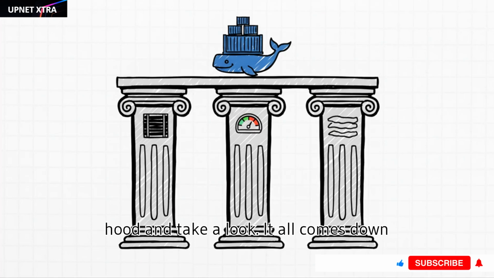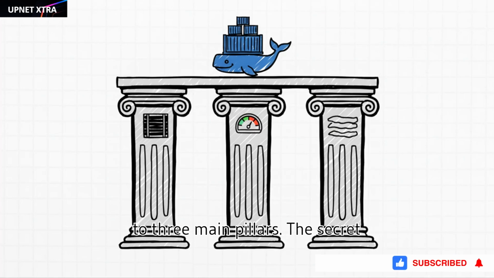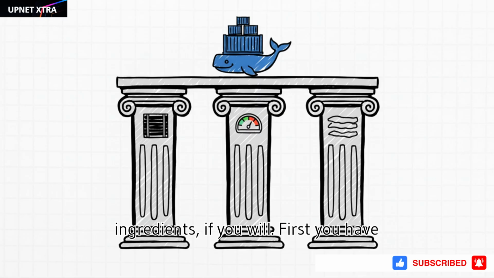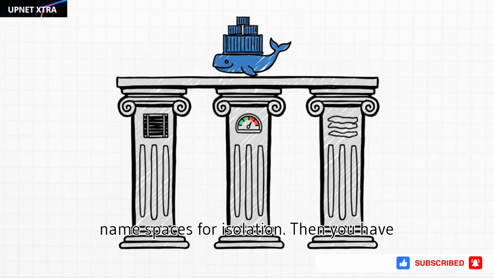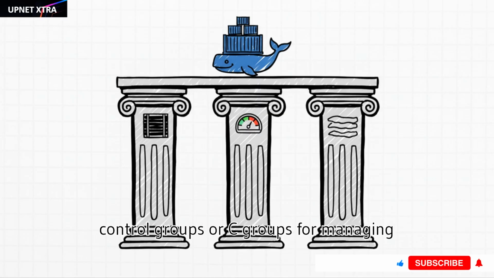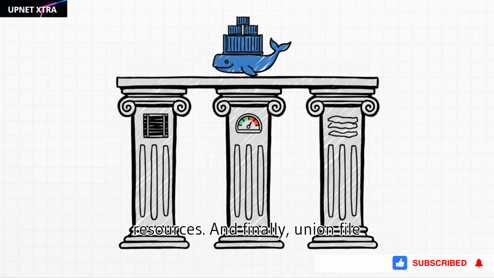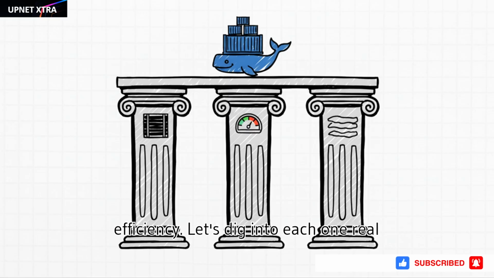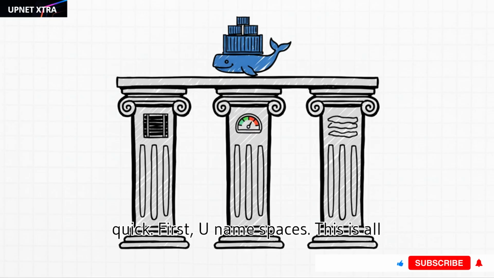It all comes down to three main pillars, the secret ingredients, if you will. First, you have namespaces for isolation. Then you have control groups, or cgroups, for managing resources. And finally, union file systems, which give us incredible efficiency. Let's dig into each one real quick.